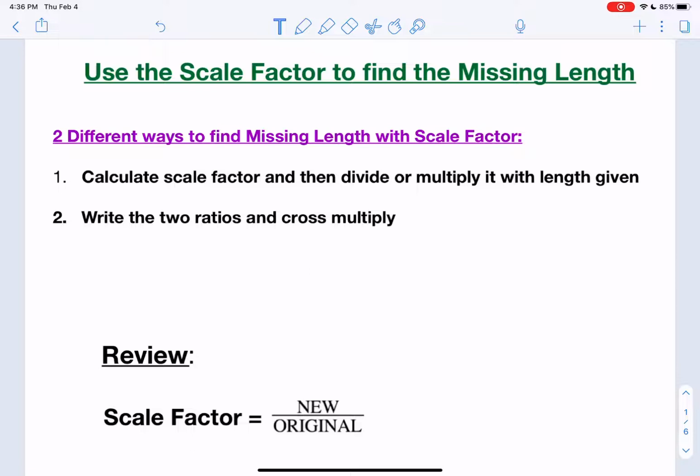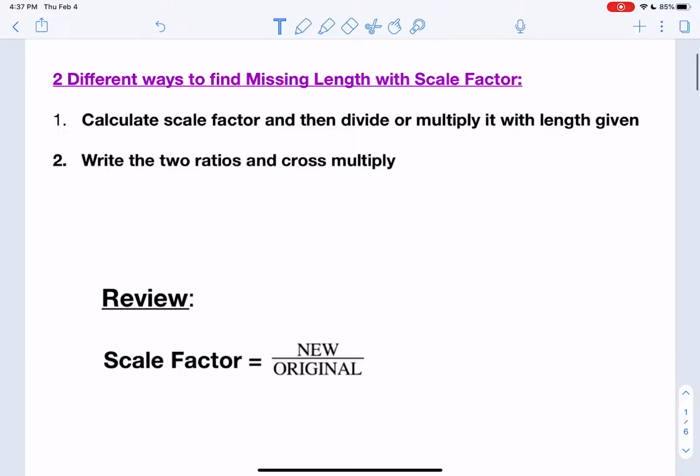Today we're looking at how to use the scale factor to find missing lengths. So there's two different ways we can do this. The first way is to calculate the scale factor and then divide or multiply it with the length given. Or the second way is to write the two ratios and cross multiply. Now, are there more than two ways? Yes, but these are the two ways that I'm going to show you how to do this today.